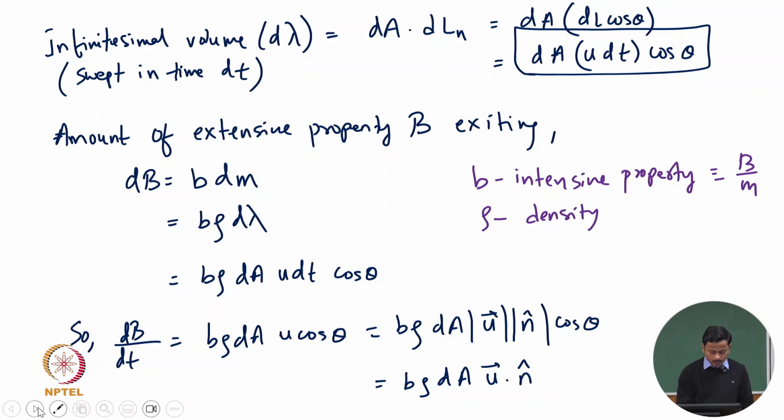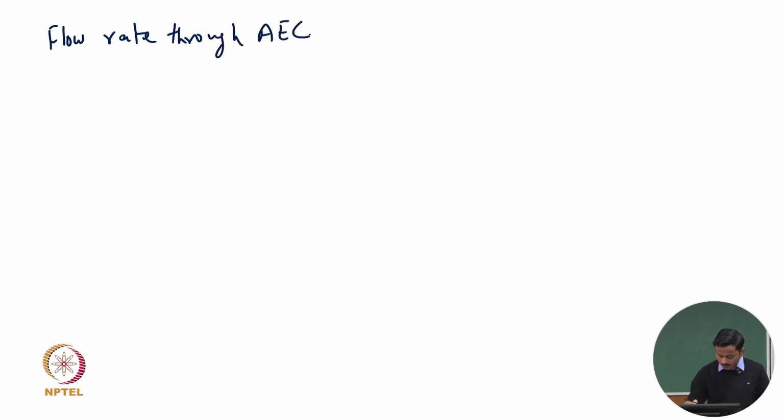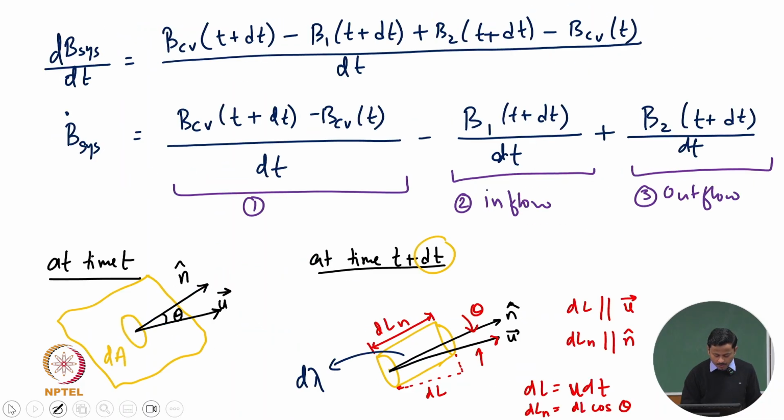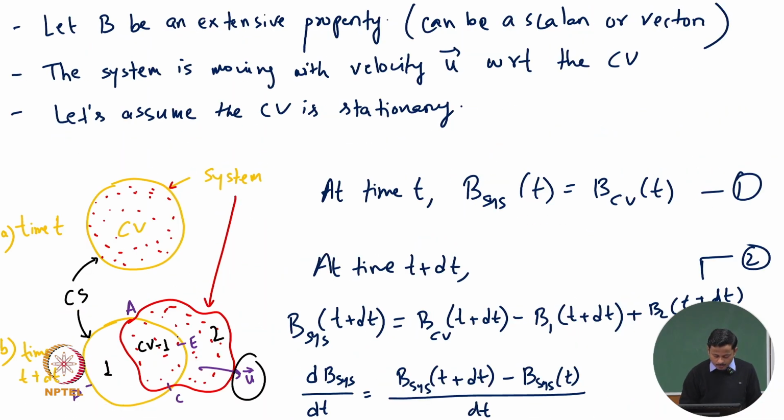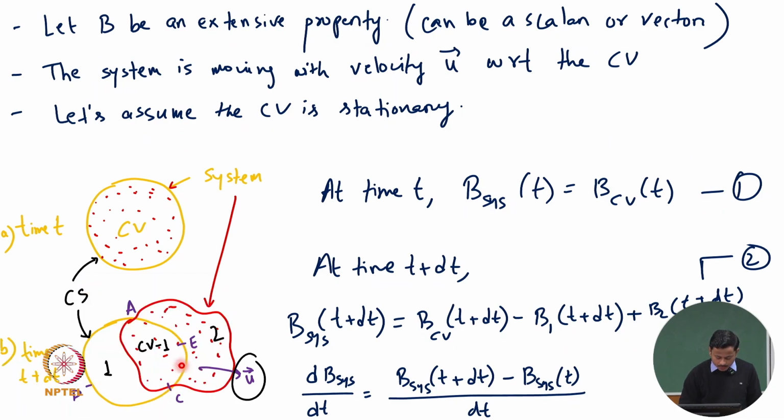So once we have this, now the flow rate through AEC. I'll go back to the diagram again. AEC is this surface, the surface through which the system is moving out. This is AEC, and the other one is ADC.